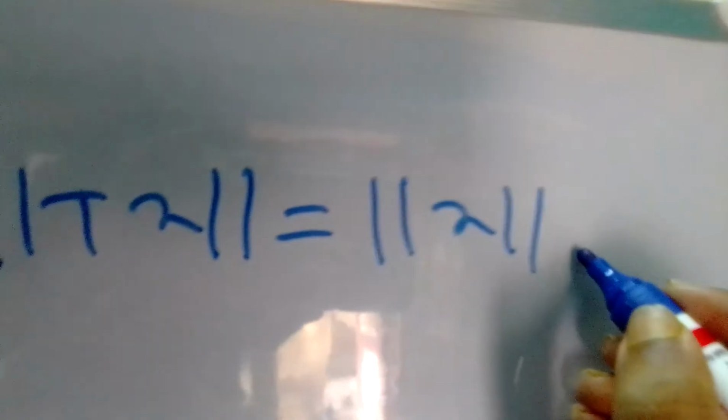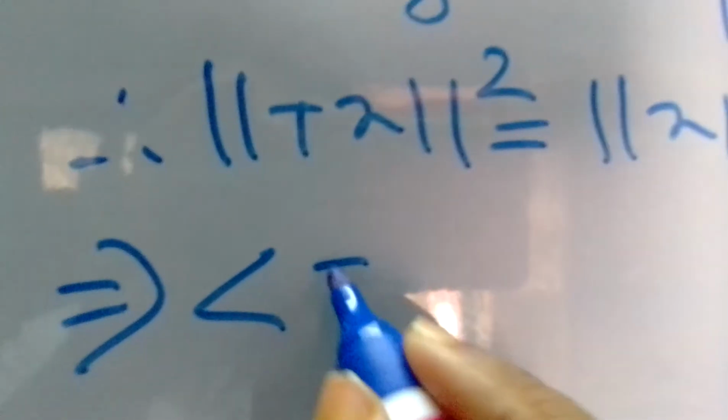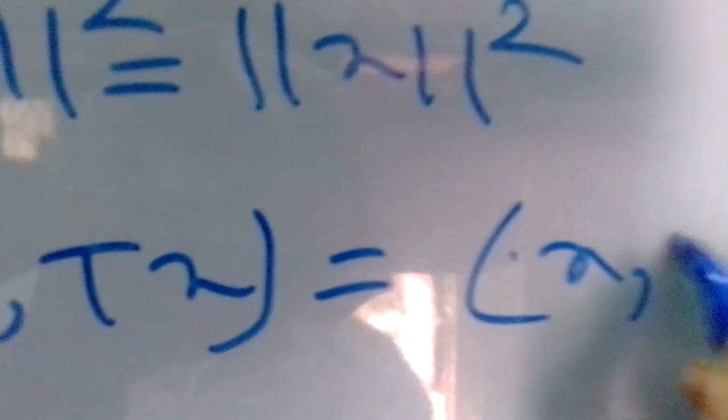Third implies first. Now three implies one. How to prove this result? It is given similarly that norm of Tx is equal to norm of x for all x belonging to H. This is our criteria. Now we take it this way: norm of Tx whole square goes to norm of x whole square, and now in the form of the inner product, Tx dot Tx goes to the inner product of x dot x. It is clear.